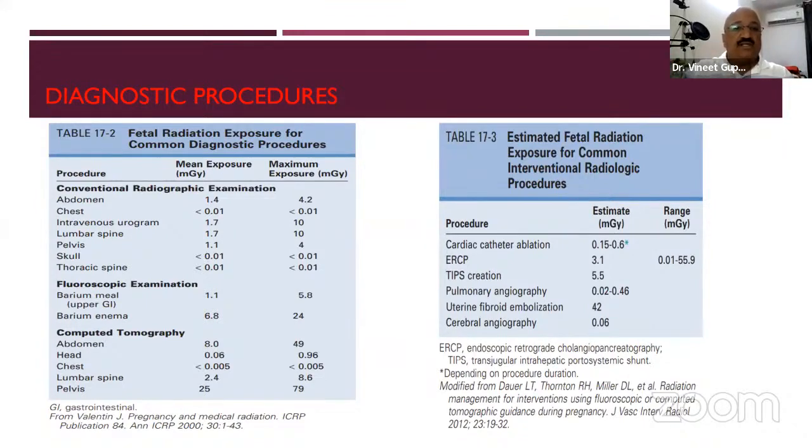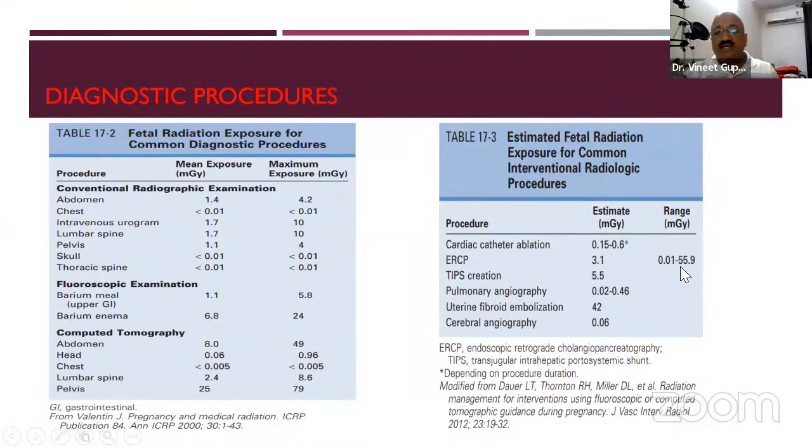You see the first table, and the first line is the minimum exposure and the second line is the maximum exposure. The 10 milligray exposure is crossed only by intravenous urogram and lumbar spine X-ray. Then fluoroscopic examination, it is the barium enema, not barium meal, because that is upper GI. Then computed tomography, almost all abdominal and then pelvic CT scans. Then estimated fetal radiation exposure for common interventional radiological procedures.